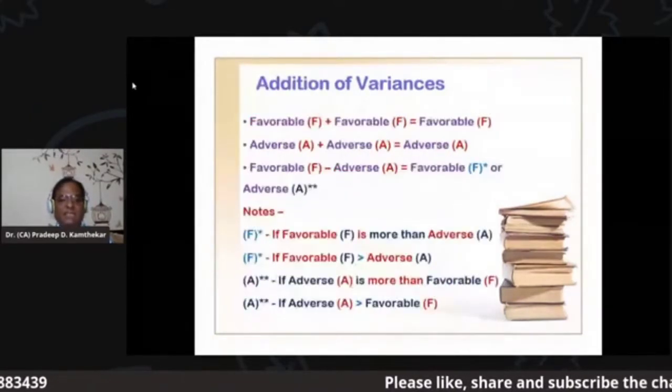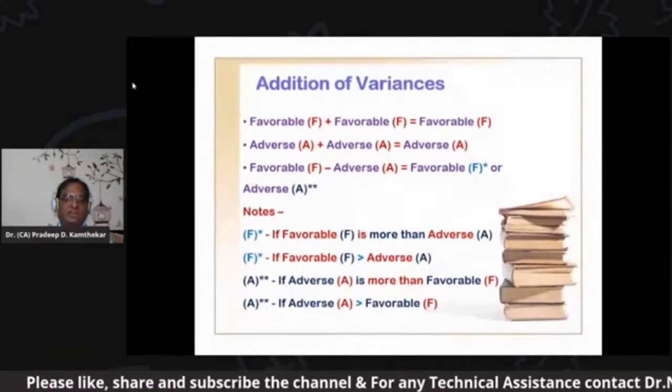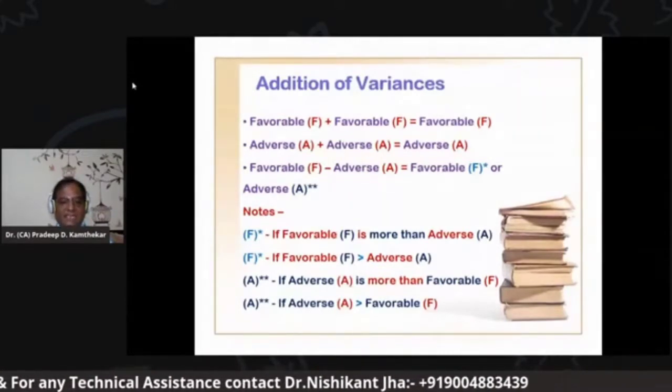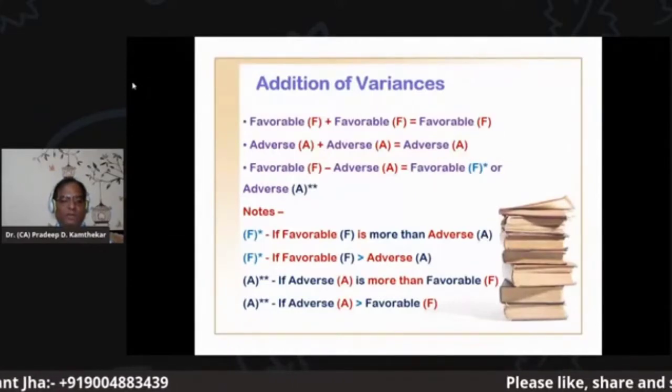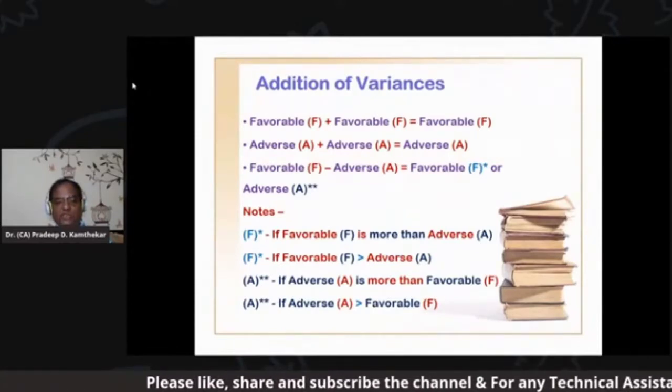Now let us see, when we do addition or a summary of the variances, how it works. These are the basic three rules that one has to understand. When one favorable variance is added to another favorable variance, the resultant variance has to be favorable.